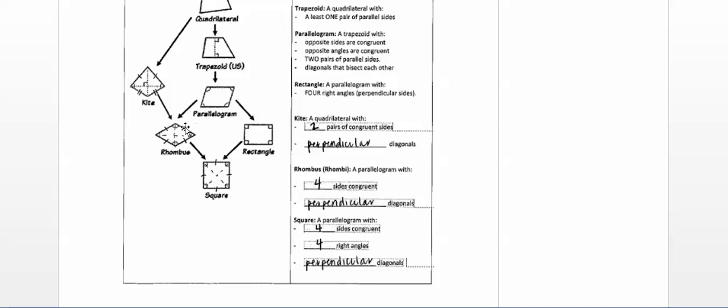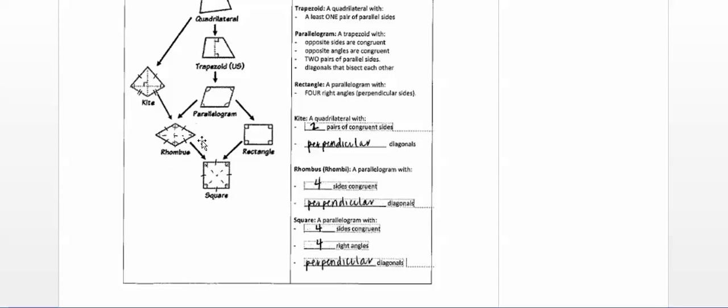So a kite is a quadrilateral with two pairs of congruent sides. So we can show that this side is congruent to this side and this side is congruent to this side, okay? Kites don't necessarily have to be parallelograms, but they could be. If you have a kite that also happens to be a rhombus, then it is also a parallelogram, so we can classify that kite as a parallelogram. But if you have a kite that looks like this one that does not have the attributes of a rhombus, then we can't classify it as a parallelogram.